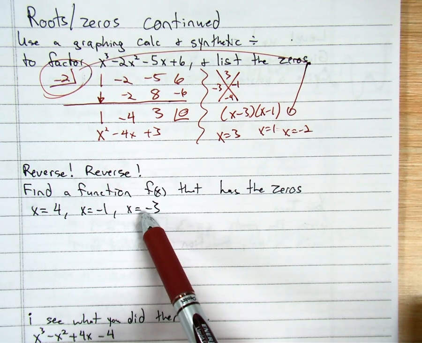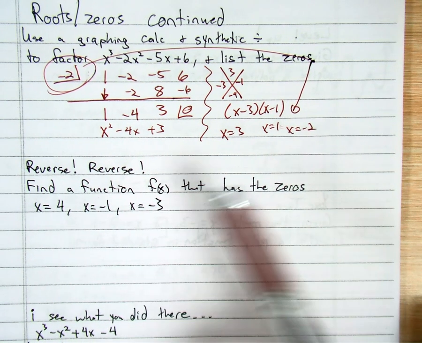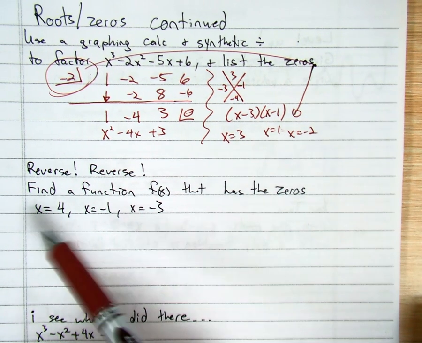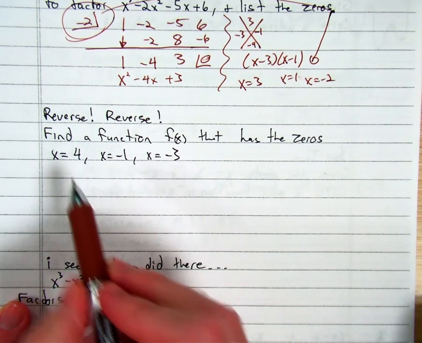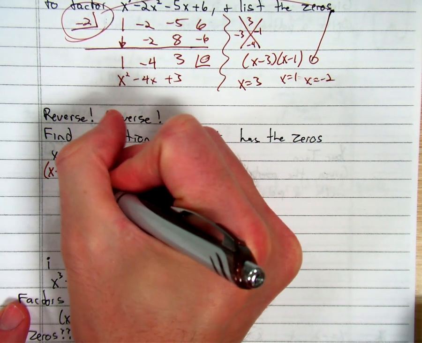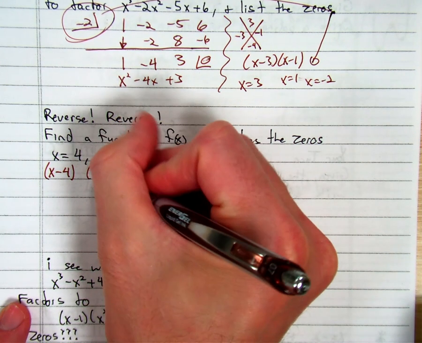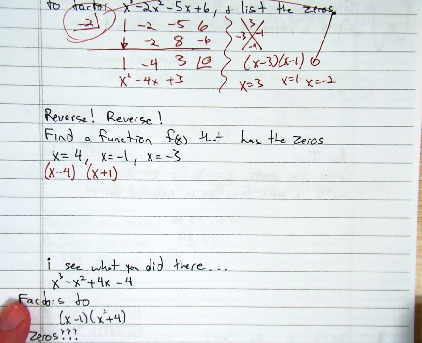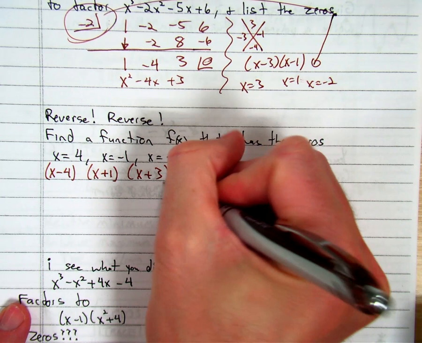Okay, reverse. Find a function, f of x, that has these zeros. Reverse the process. So now I know the answer. Give me the parentheses. So if the answer is 4, it came from parentheses that were x minus 4. If the answer is -1, it came from parentheses that were x plus 1. If the answer is -3, it came from parentheses that were x plus 3.